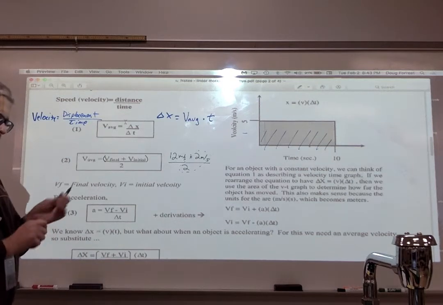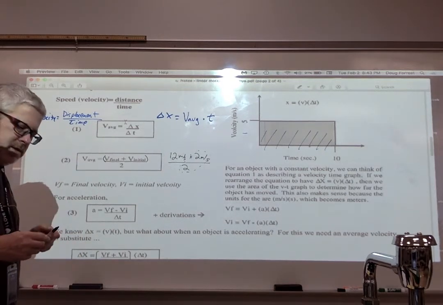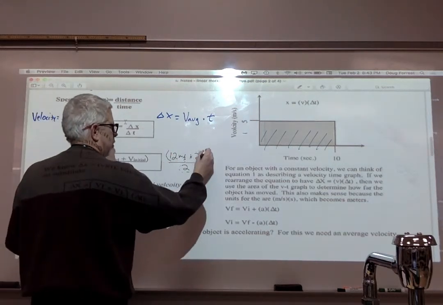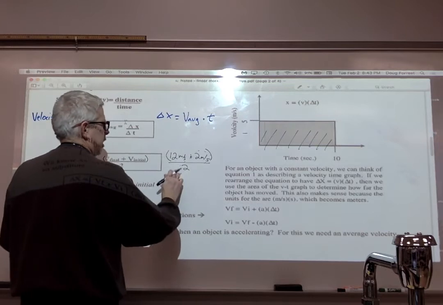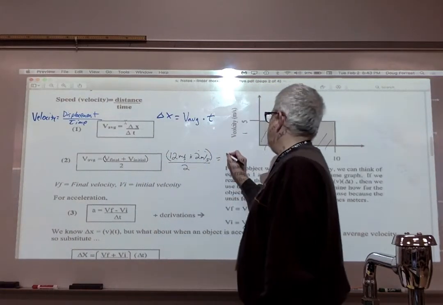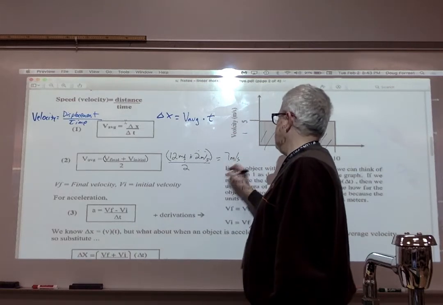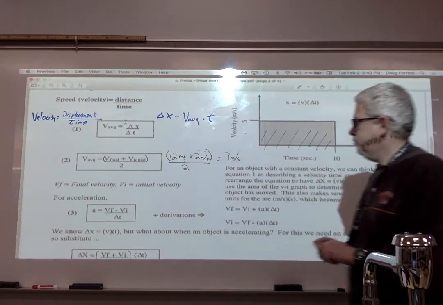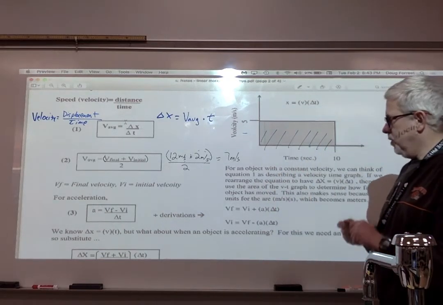And so you always want to be making sense when you're doing calculations, not just plug and chug in your calculator. So if I put parentheses around that, what I'm getting is 12 plus 2, that's 14. 14 divided by 2 would be 7 meters per second. Sure enough, that's halfway between 12 and 2. So that's our second formula.